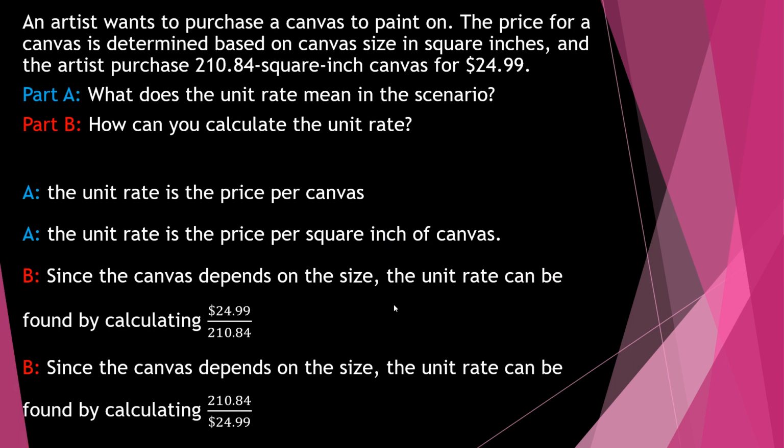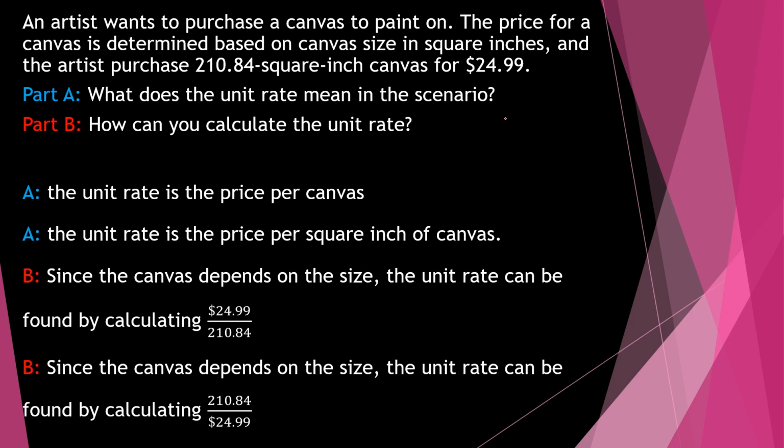Our first question says an artist wants to purchase a canvas to paint. The price for a canvas is determined based on the canvas size in square inches. And the artist purchased a 210.84 square inch canvas for $24. Part A says, what does the unit rate mean in this scenario?